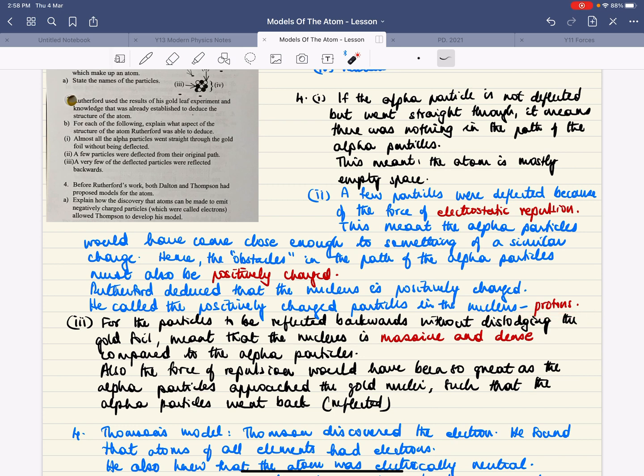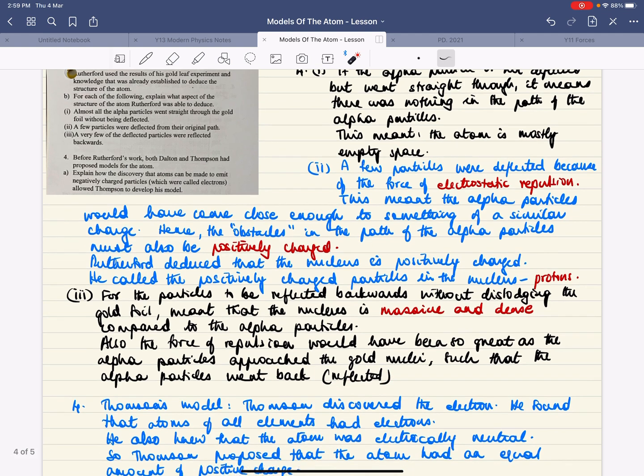Now, he also noticed a very few were reflected backwards. That's because the gold foil itself did not move. That means that the nucleus of the gold atom is much more massive and dense compared to the alpha particles, and also because the nucleus is positively charged and the alpha particle is also positively charged. So as the alpha particle gets closer and closer to the nucleus, the force of repulsion would be so great that it repelled it so much that they went backwards.